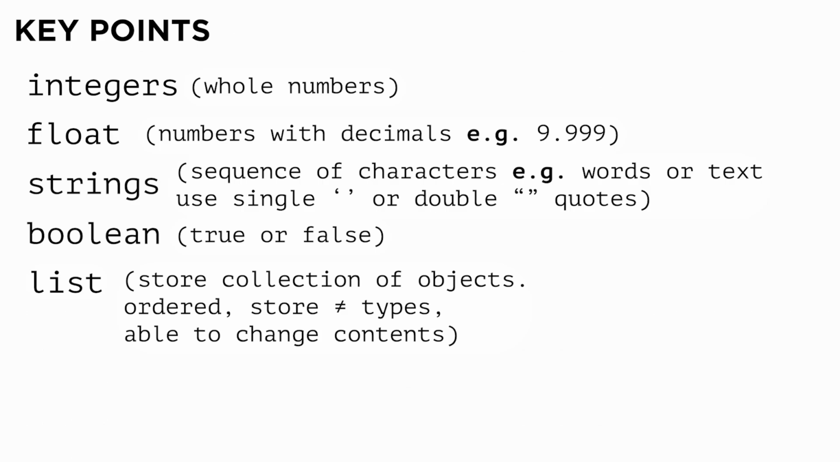And these are mutable. Mutable just means that we can change the contents of the list, change the size of the list, add things to it, remove things from it. And that is where we're going to leave this lesson for today.